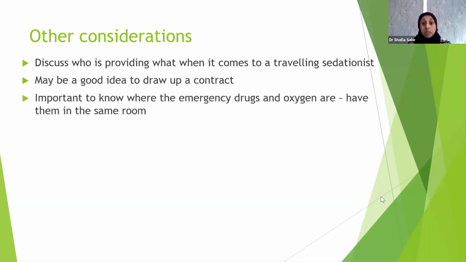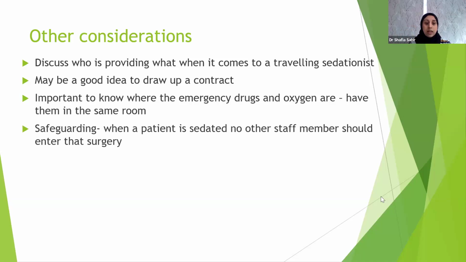It's important to know where the emergency drugs are and the oxygen. You need to have them in the same room or just next door, just something really close, because patients can desaturate quite quickly, and we do need that oxygen on hand. Having nasal cannulas as well is something that some practices might not have, so speak to your sedationist, they might have some with them. Also, just make sure you're sedating patients in a downstairs surgery if you do have surgeries that split over 2 floors.